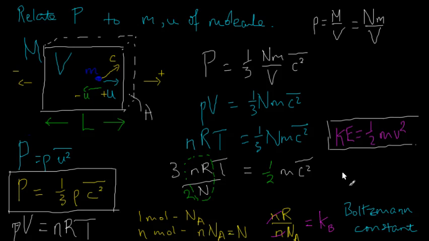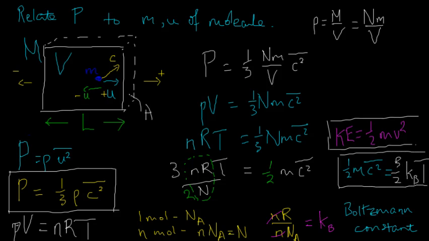So finally we have our relation. We have half mc squared, the average kinetic energy of a molecule, is equal to 3 over 2 times Kb times T. So write this out: 3 over 2 times Kb times temperature. And that's an important relation that we have now obtained.